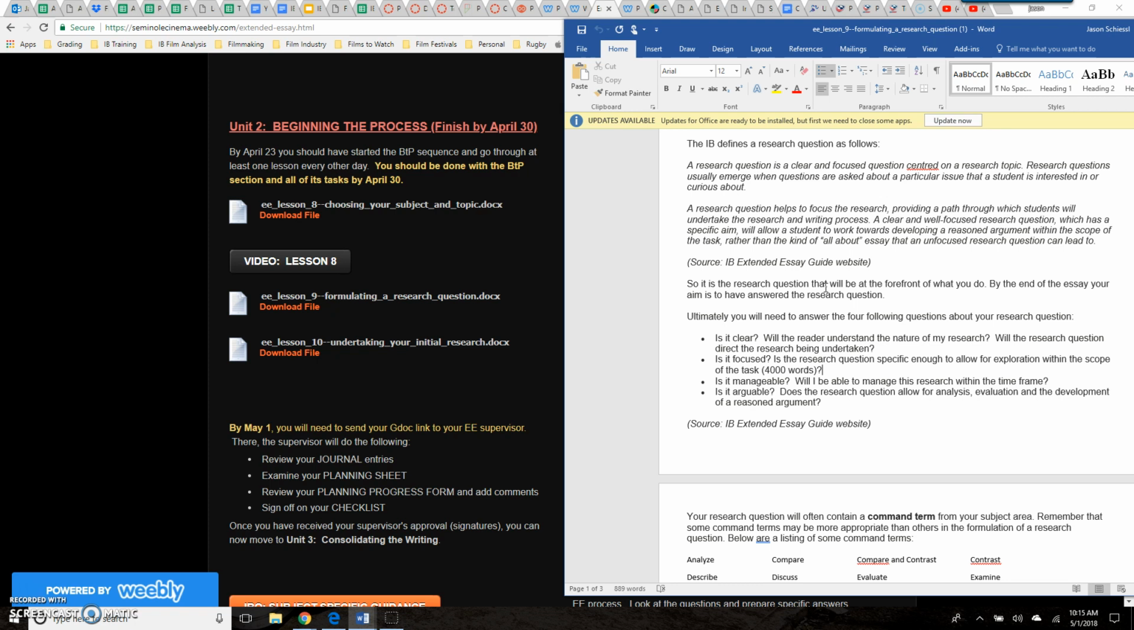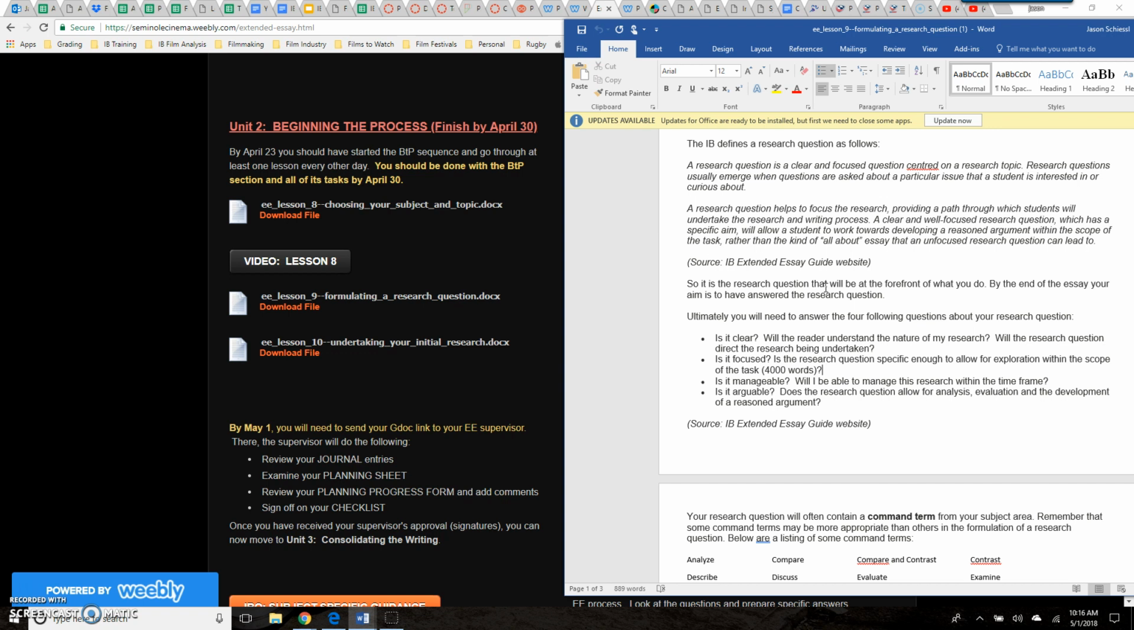Is it focused, all right? Is it specific enough to allow exploration within the scope of the task, which is 4,000 words? Is it manageable? Will I be able to manage this research within the time frame that you've been given? Well, hopefully, because from this point onward, you're going to have about 2 months to do some additional research, analyze the data, and write a rough draft by the time your senior year starts.